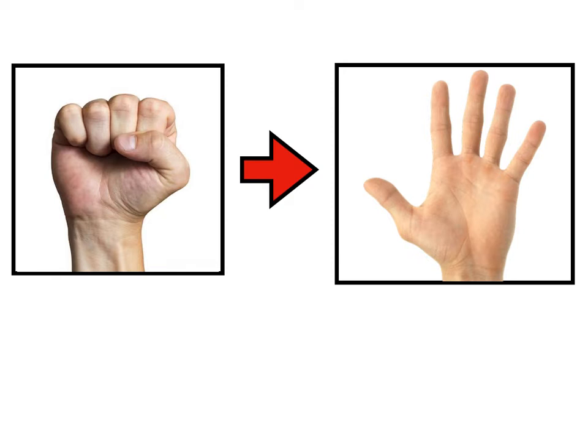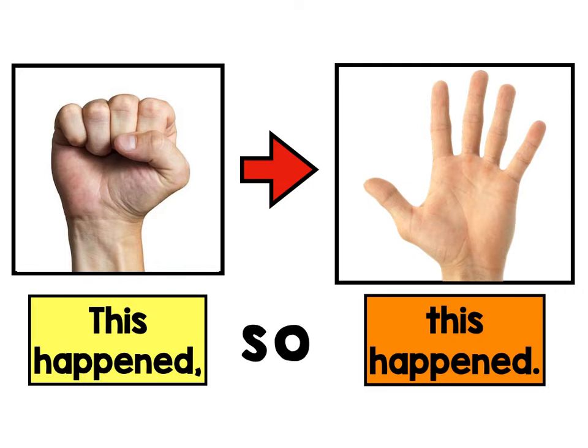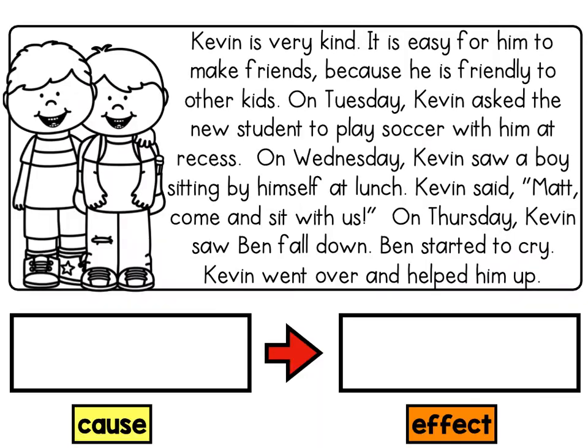Another way to think about cause and effect is that this thing happened, so this other thing happened. The effect wouldn't happen without the cause. So you might be wondering, okay, but how can I find the cause and effect when I'm reading? Well, let's look at some examples. First I'm going to read this text. Then I'm going to see if I can find or identify some examples of cause and effect.